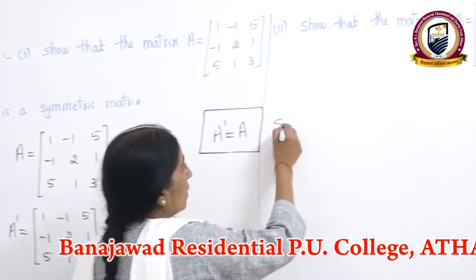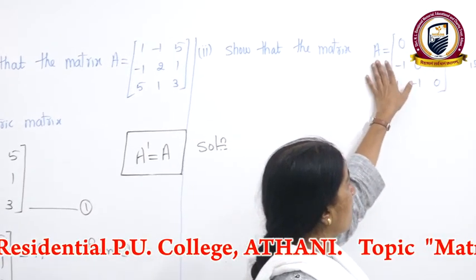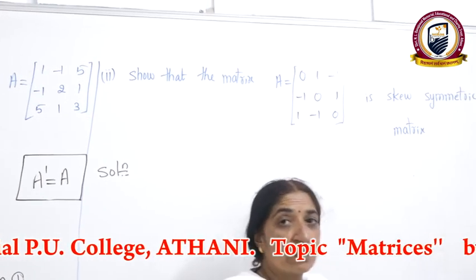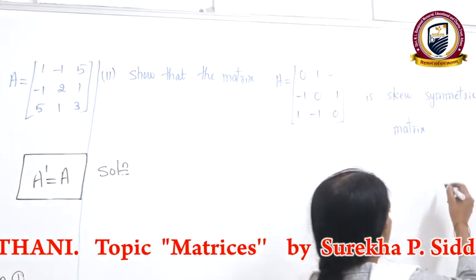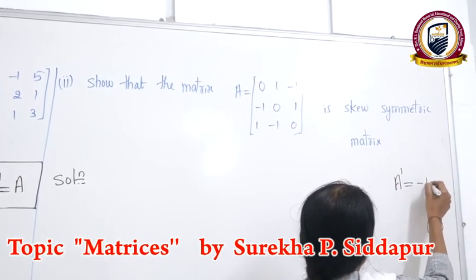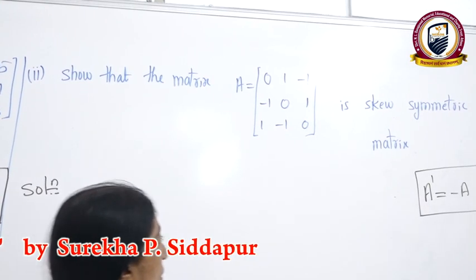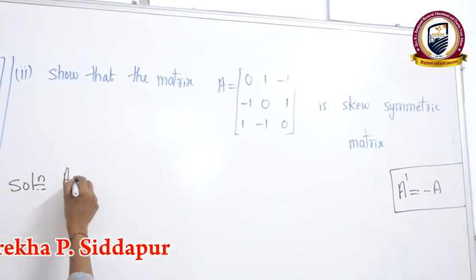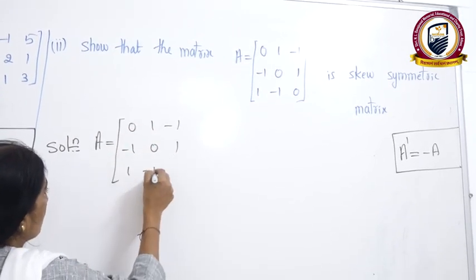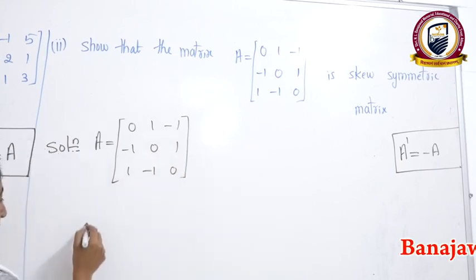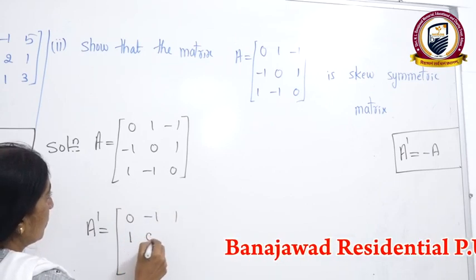Moving to the second one. In the second one, what are they asking? See that question: show that the matrix is skew symmetric. Tell me, students, skew symmetric means in your mind what expression comes? The expression is nothing but A dash is equal to minus A. Remember this. This is very important. On the side I wrote it. Now I am writing the solution. I kept A as it is. Now I am writing its transpose.